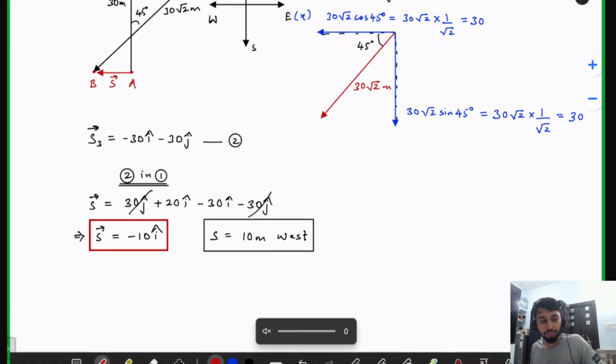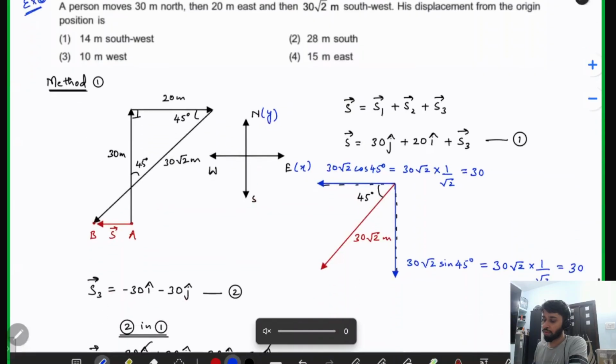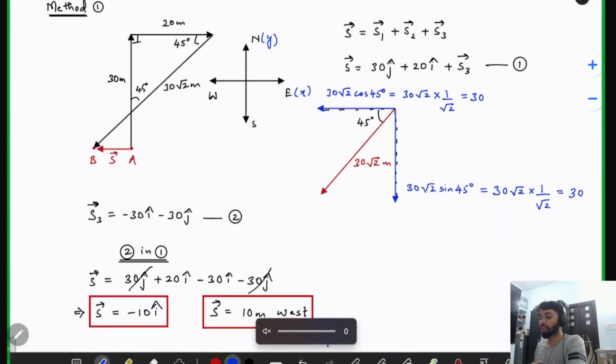So as I was saying, finally the displacement vector can be written, let me write it in vector form only: 10 meter west. So from the initial position it will end up at a point which is 10 meter west. So this becomes the answer here. 10 meter west. This is the answer, now in vector form.